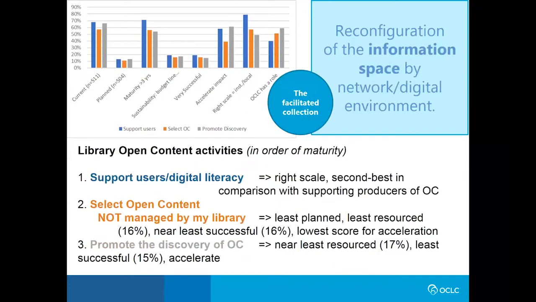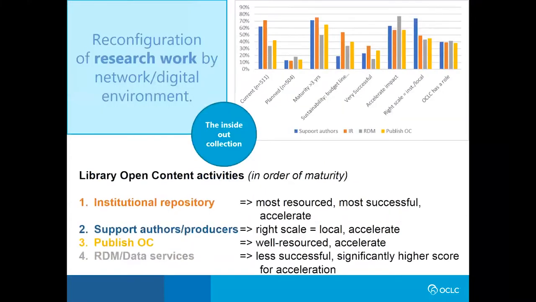So now, looking at the data of the survey with that lens, and I have here the facilitated, but it should be the inside-out collection. This is the lens of the inside-out collection. So it's really research support. And we see that the institutional repository, support of authors and producers within the university, publishing open content and RDM services, all four of them are activities that are quite successful, quite well resourced, and the libraries say that the right scale for them to achieve impact is the local, institutional scale.